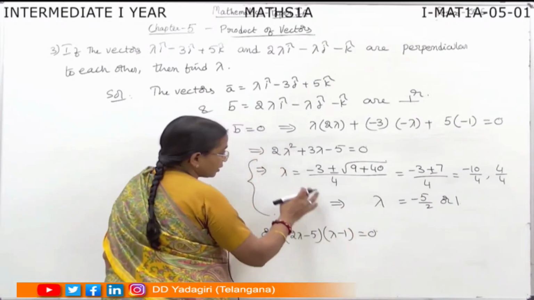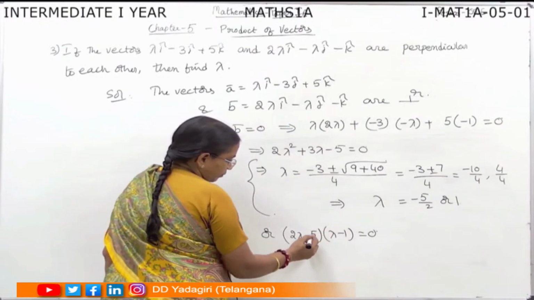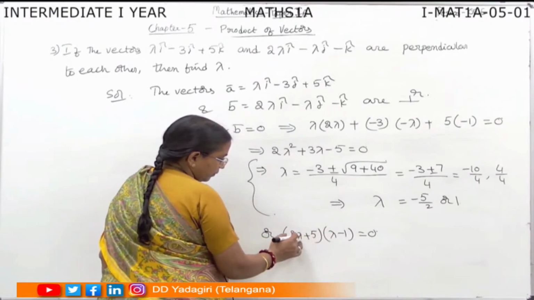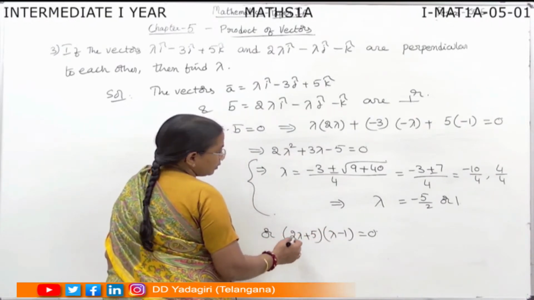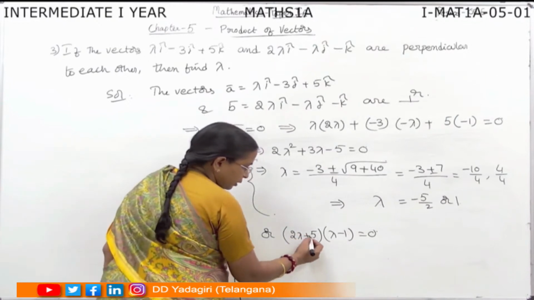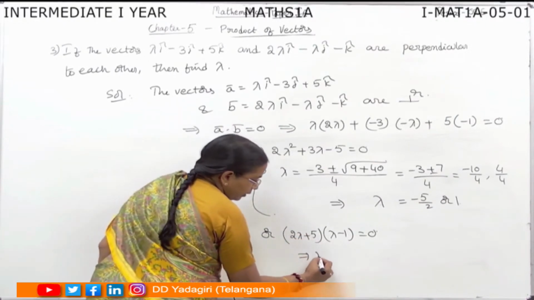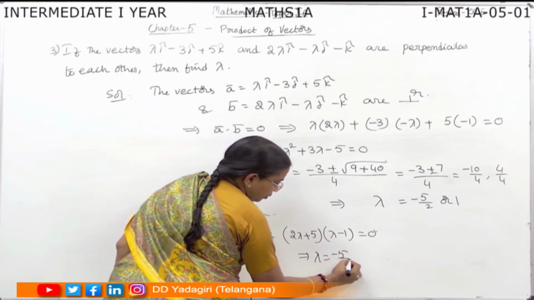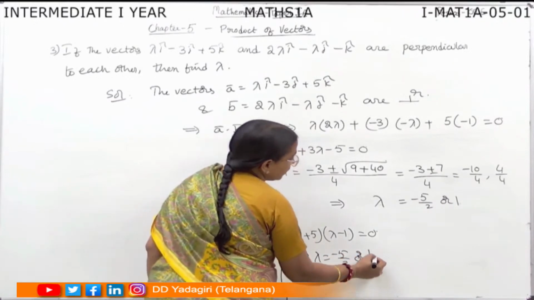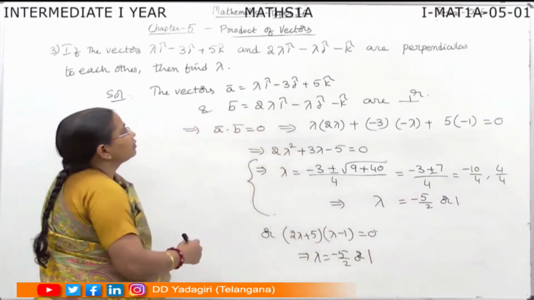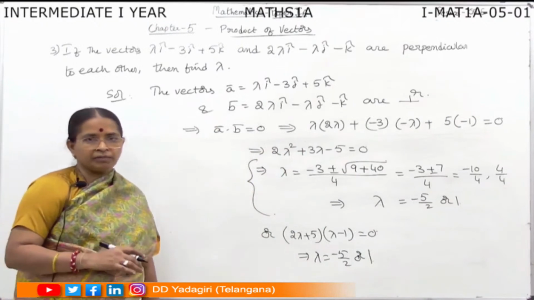You can see 2 lambda square plus 3 lambda minus 5, this is equal to 0. So you will get lambda is equal to minus 5 by 2 or 1. You can do it by any method. So like this we'll find the values of lambda.